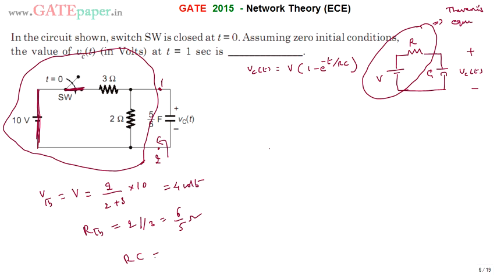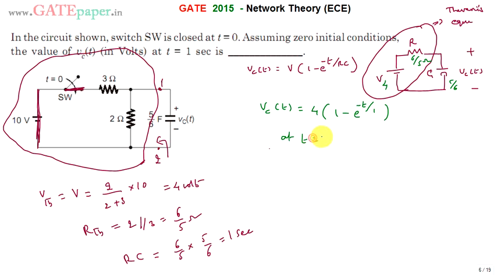And now what we require is one more product term, RC. RC is equal to R, which is 6 by 5, times C, which is 5 by 6. So this is 1 second. Now substitute these values. So Vc at any time is equal to V, which means 4 volts, with R equal to 6 by 5 ohms and C equal to 5 by 6. So it is 4 into (1 minus e power minus t by RC), with RC being 1 itself. This is the voltage across the capacitor at any time.